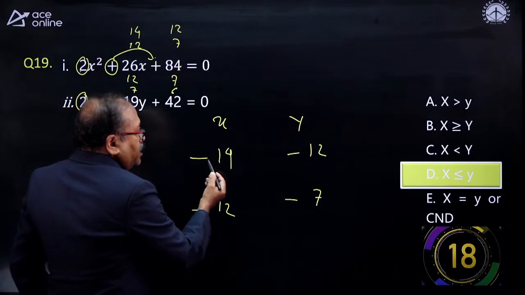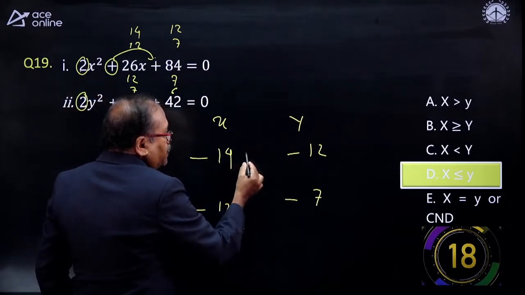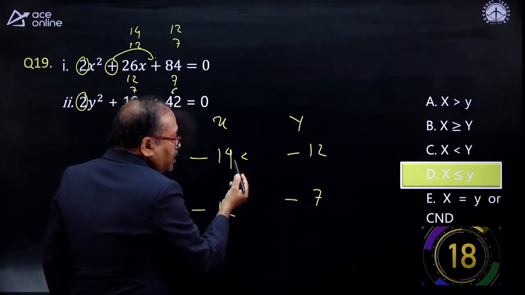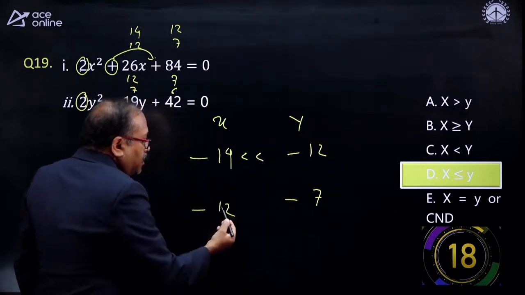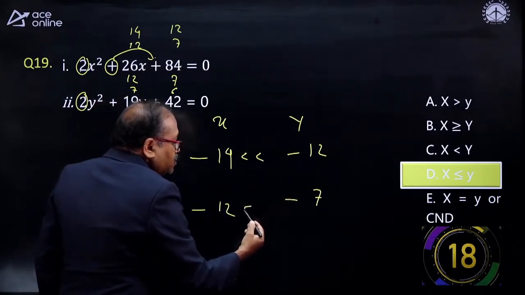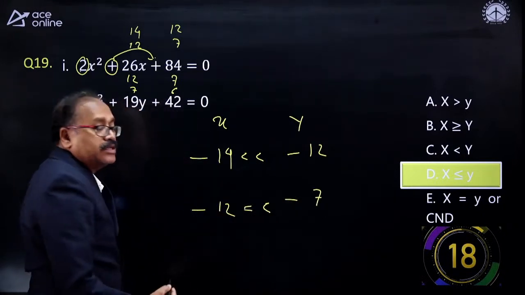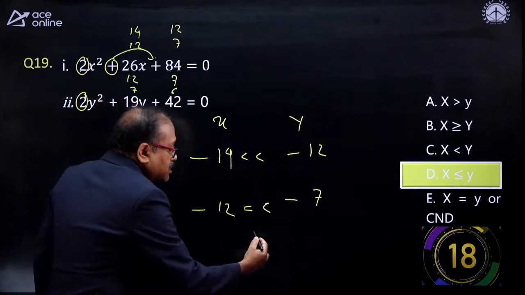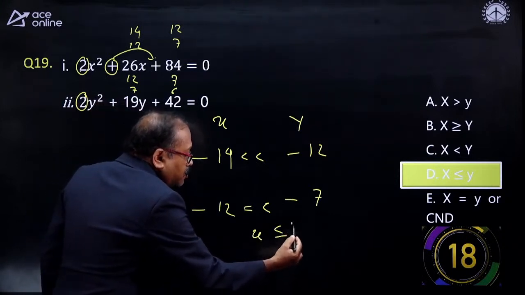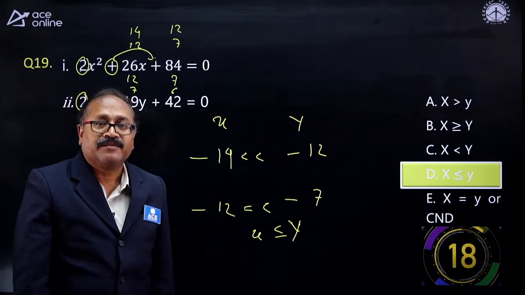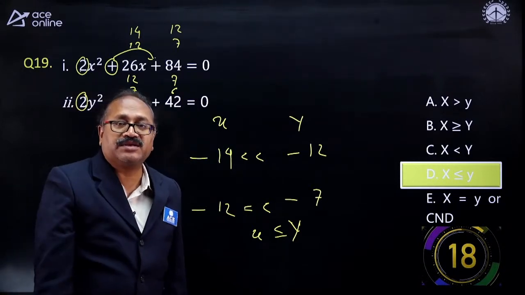Look at this part, minus 14 and plus 12. So minus 14 is less than minus 12. And here minus 14 minus 7, this is less. Minus 12, these two are equal. And minus 12 and minus 7, so x is less. So finally x is either less than or equal to y. Your option choice D.